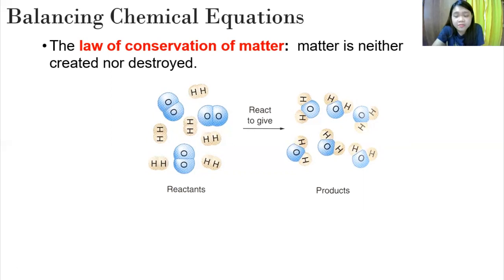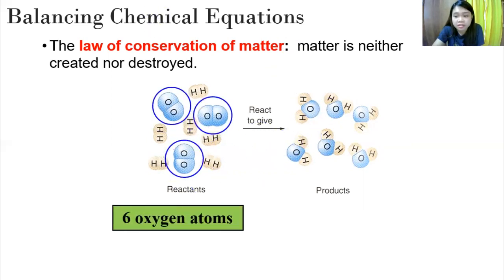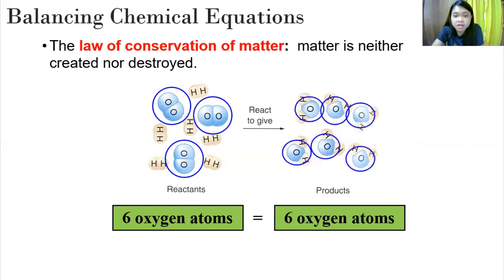Here you can see we have 6 oxygen atoms in the reactant side, and these atoms are bonded to one another. Then when the reaction with molecules of hydrogen happens, the oxygen atoms break down and attach to the hydrogen atoms to form the water. As you can see, there are also 6 oxygen atoms in the product side. So these oxygen atoms just break down and attach themselves to the hydrogen atoms to form the water.